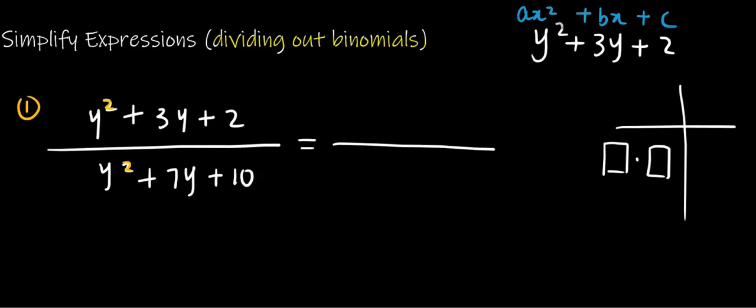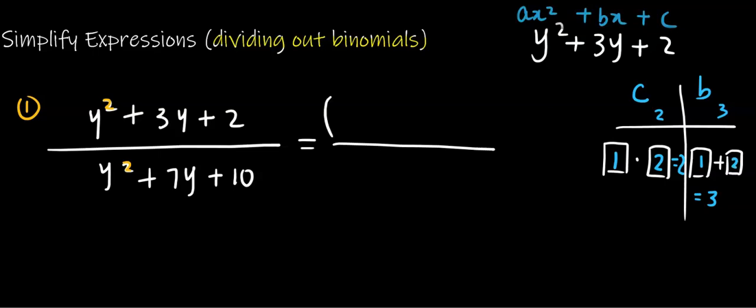If a is 1, all we need to do is find two numbers that when we multiply, become c. In this case, c is 2. So two numbers multiplied together become 2. And then the same two numbers, when we add them, we want b, which in this case is 3. What is this? Is it 1 and 2? 1 times 2 is 2, and 1 plus 2 is 3.